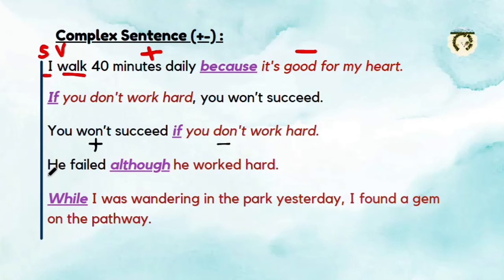Another example is he failed, subject plus verb, although he worked hard. This is the independent clause, although he worked hard, dependent clause. While I was wandering in the park yesterday, subordinate conjunction, it means subordinate clause or dependent clause. I found a gem on the pathway. This is an independent clause. So all these sentences are complex sentences, right?